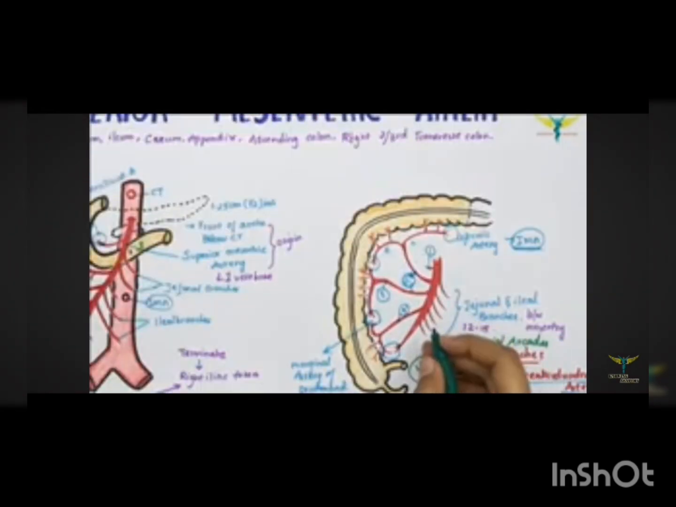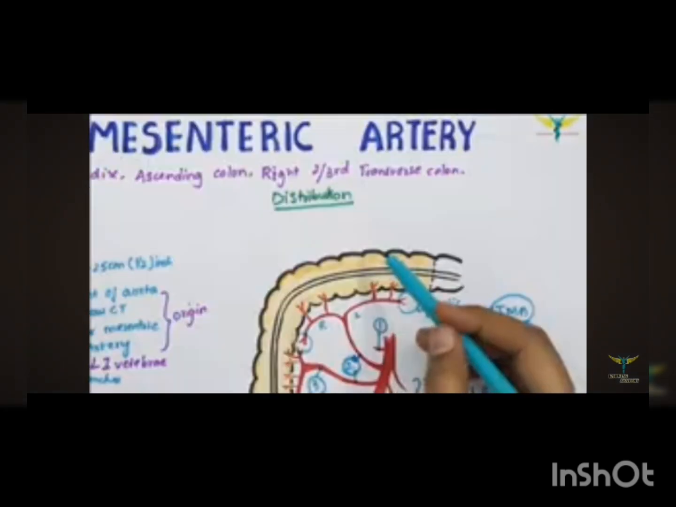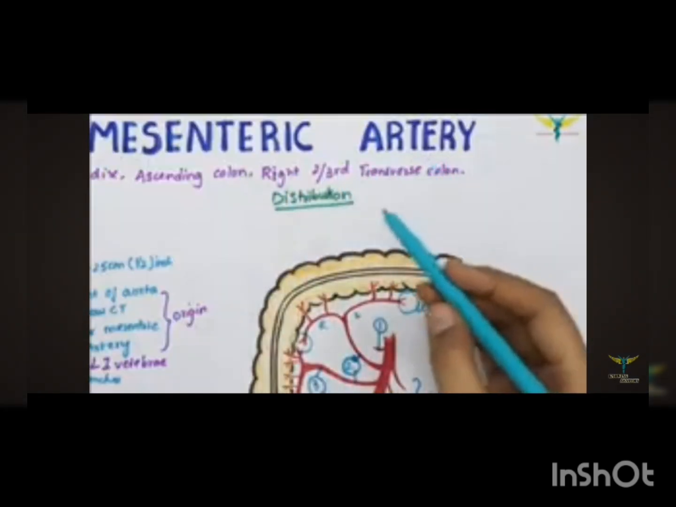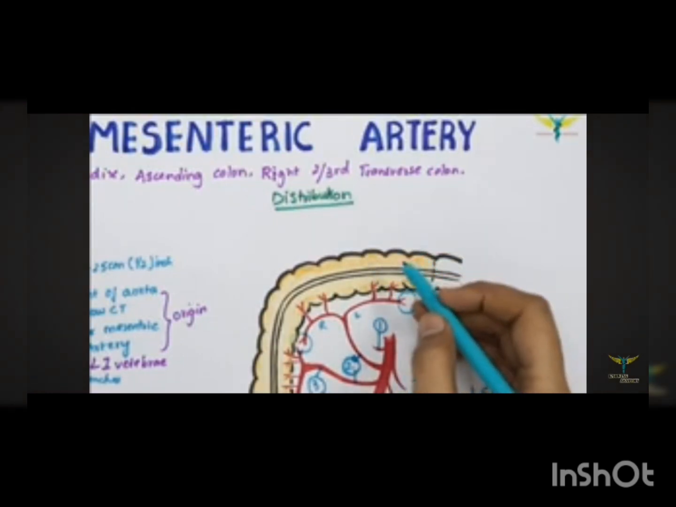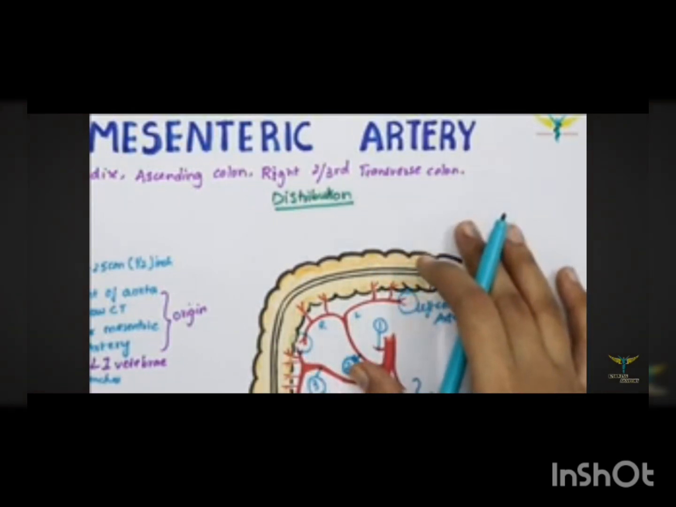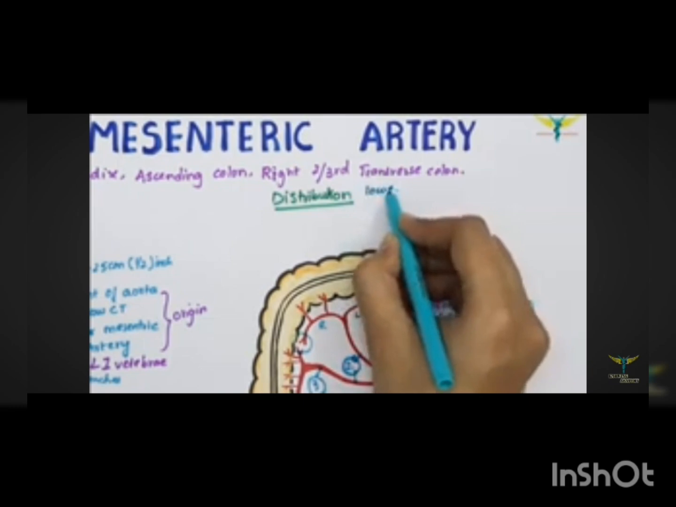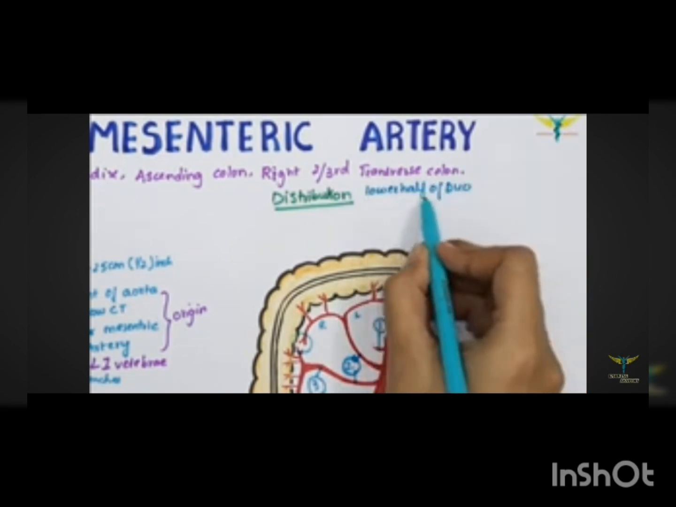And now let's talk about the distribution of the superior mesenteric artery. The superior mesenteric artery is the artery of the midgut, and hence it supplies all the derivatives of the midgut, lower half of the duodenum, that is by the inferior pancreaticoduodenal artery.